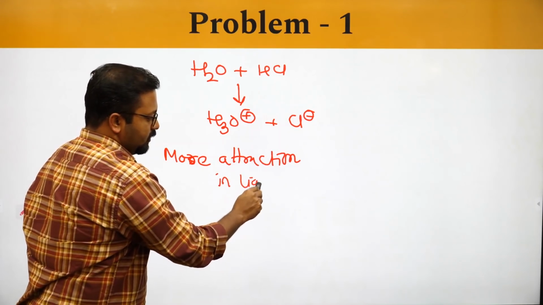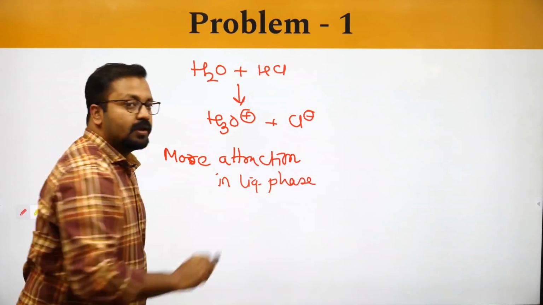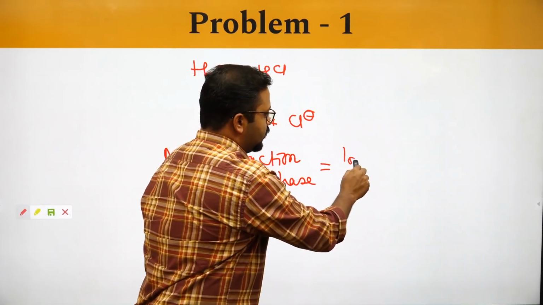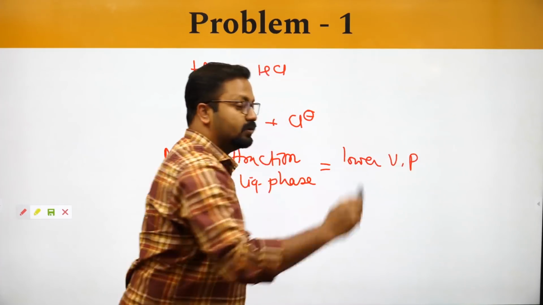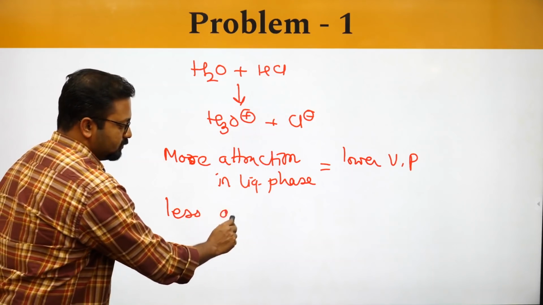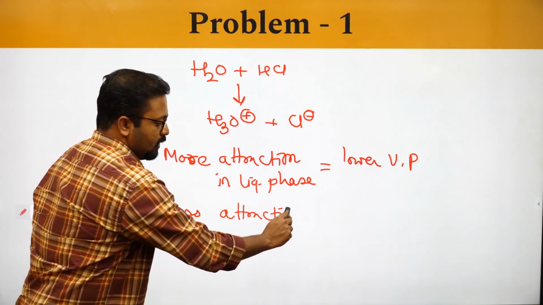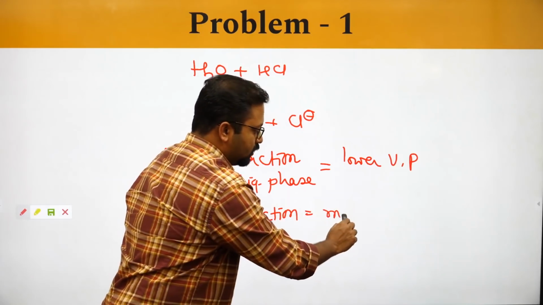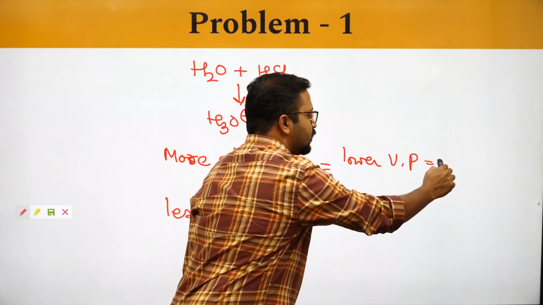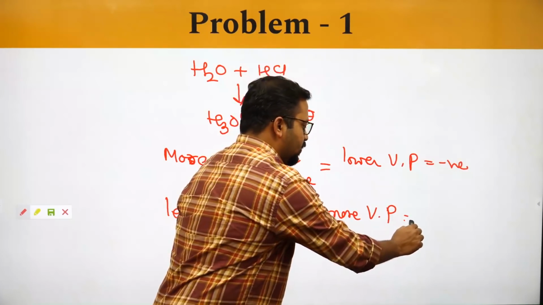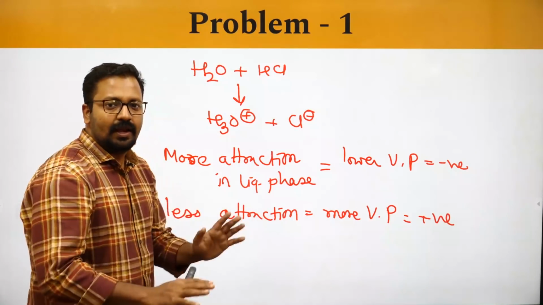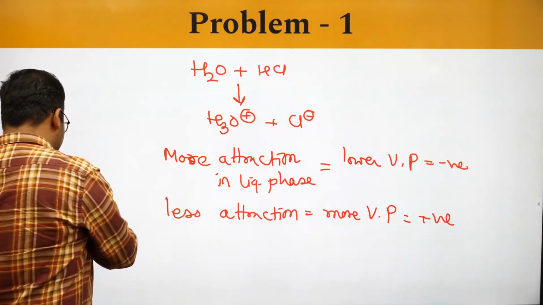More attraction in liquid phase results in lower vapor pressure. Less attraction, more vapor pressure. Lower vapor pressure, negative deviation. More vapor pressure, positive deviation. Clear? Let's try to solve the question.